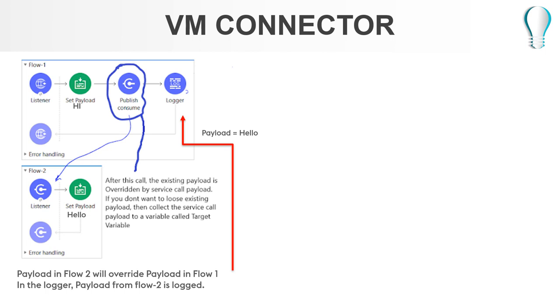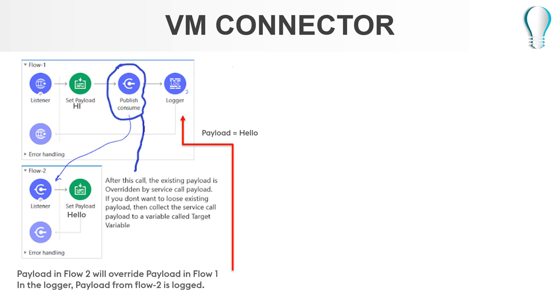Now let's talk about the VM connector. In the VM connector, if we use publish consume, it is a synchronous flow. It publishes a message on the queue and waits for the response back. Here we have an HTTP listener. Then we have set payload, where we are setting the value to hi in the payload. Then we have publish consume. It will publish the message on the queue, then it will wait for the response back.